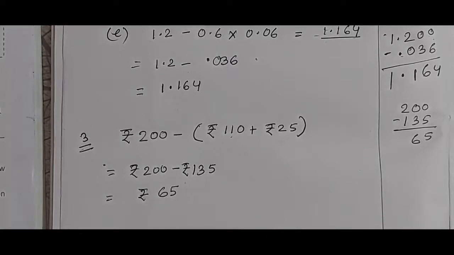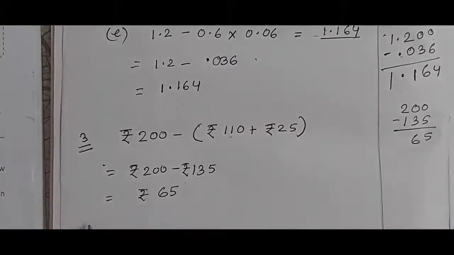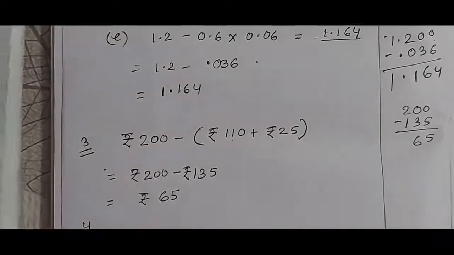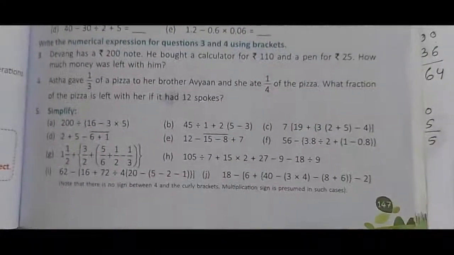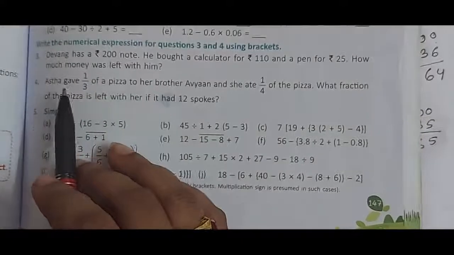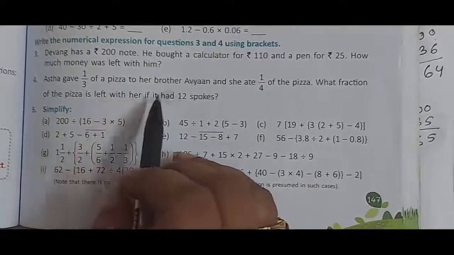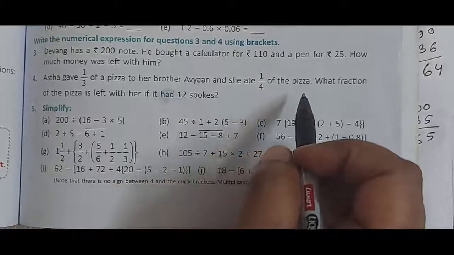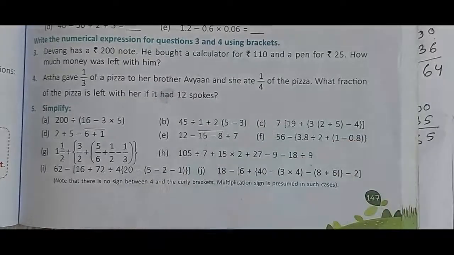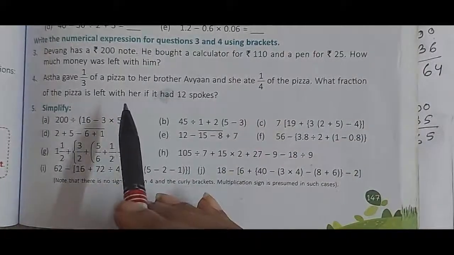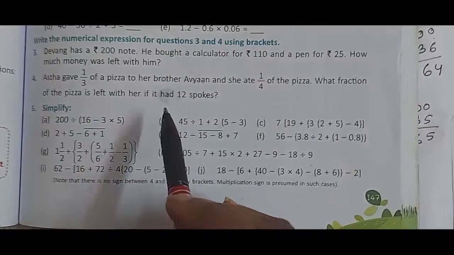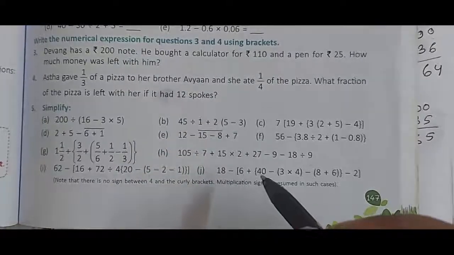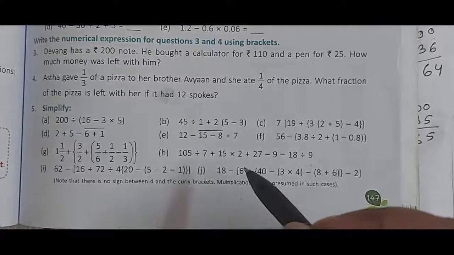Now we come to the next question, that is number 4. Question number 4 is again a very simple question, as you can see here. The question is, Astha gave 1/3 of a pizza to her brother Ayan and she ate 1/4 of the pizza. What fraction of pizza is left with her if it had 12 spokes? Here spokes means parts.